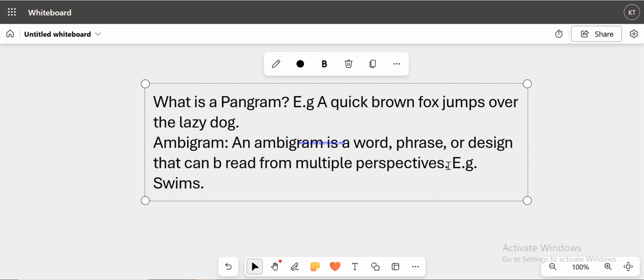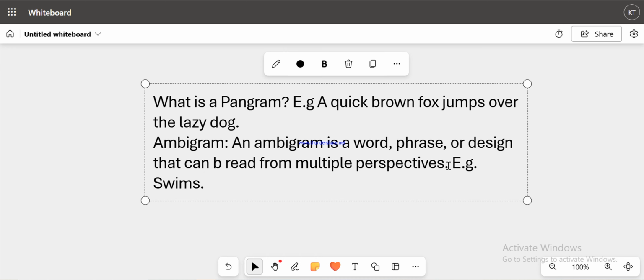That is the interesting thing about ambigrams. Ambigrams are words, phrases, or designs that can be read from multiple perspectives. So under ambigram, you can have a lot of things actually, but we are going to talk about them shortly. So basically, an ambigram is a word, phrase, or design that can be read from multiple perspectives. So a good example is the word swims.